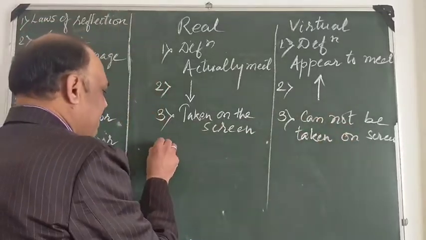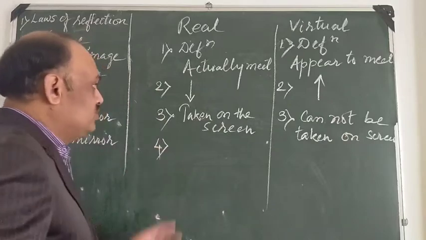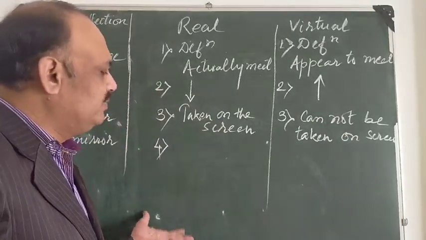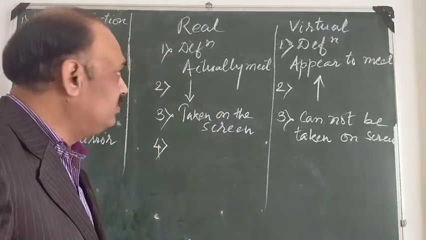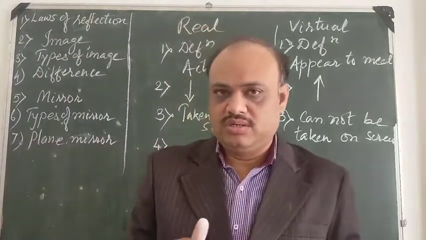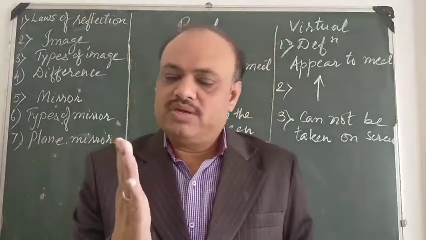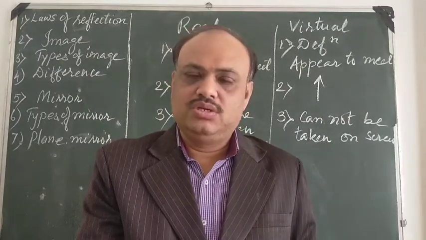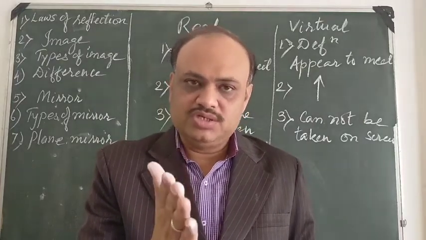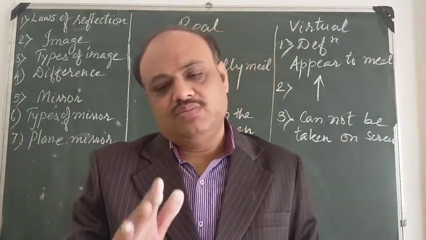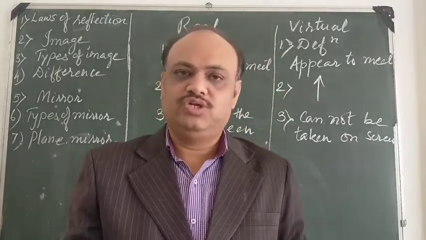Fourth, so these are the three important points. Fourth one, just to understand it, on the basis of the ray diagrams being formed: in case of a mirror, if the image is formed in front of the mirror, then it will always be a real image. If the image is formed behind the mirror, it will be a virtual image.